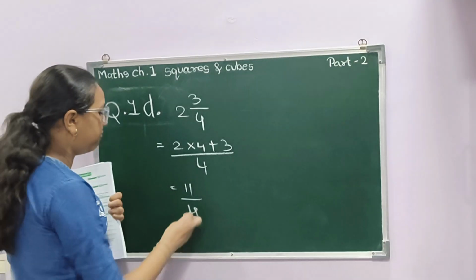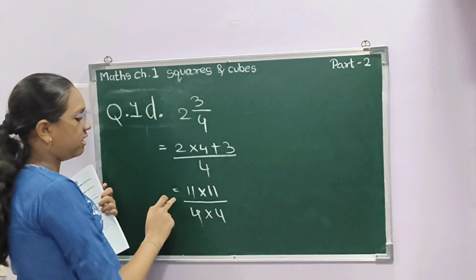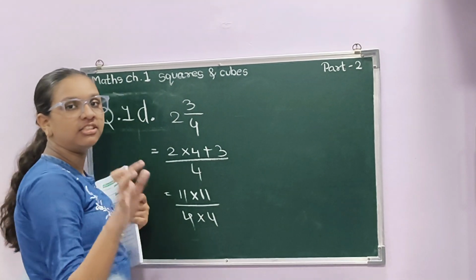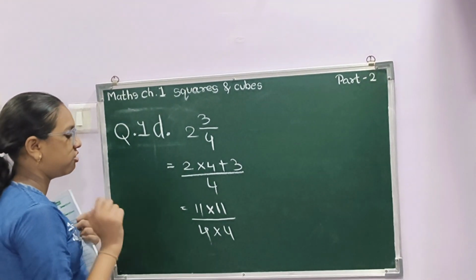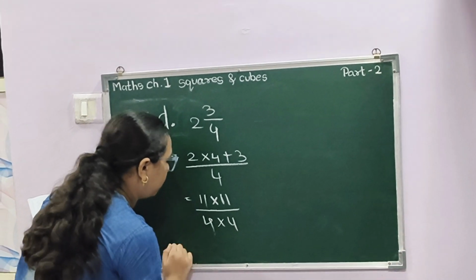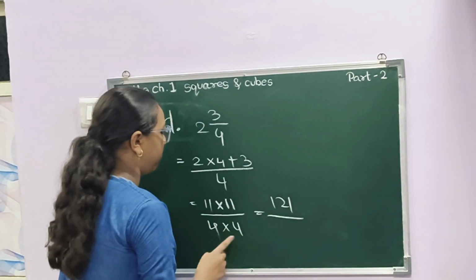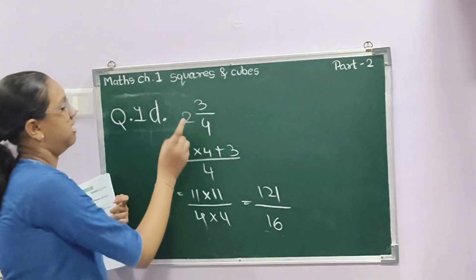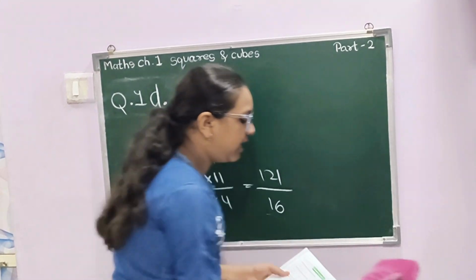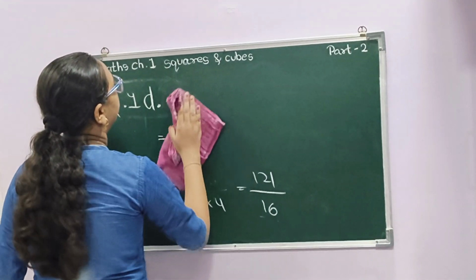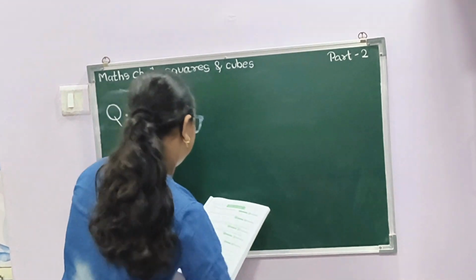So now 11 upon 4 into 11 upon 4. So now I told you a proper fraction's square number will be always bigger. So its square number will be also always bigger than it. Now 11 into 11, 121, and 4 into 4, 16. So this is its square number. Now we will move towards question number 2, and I will solve only 3 questions for examples. And the rest of the part we will solve in next parts.